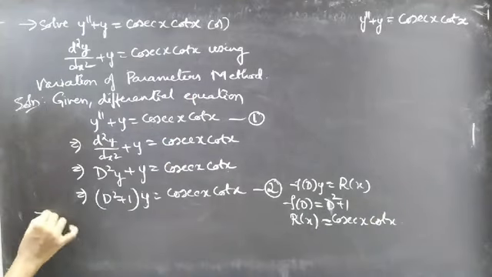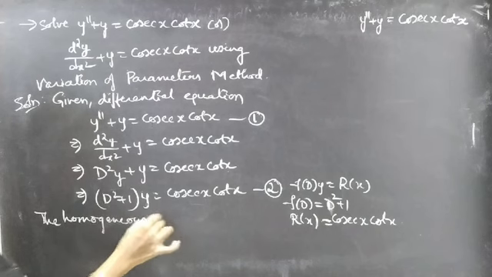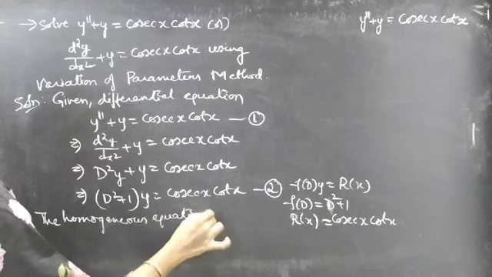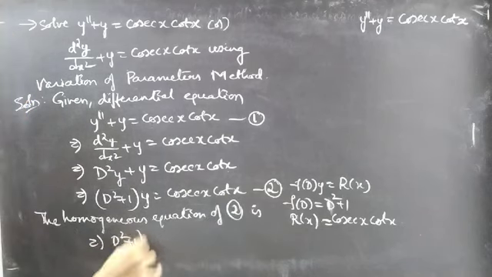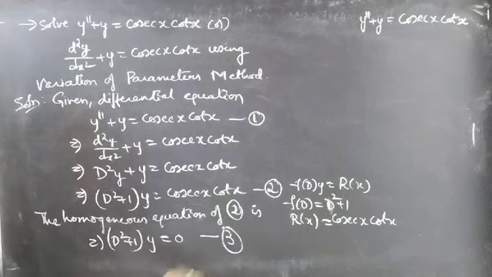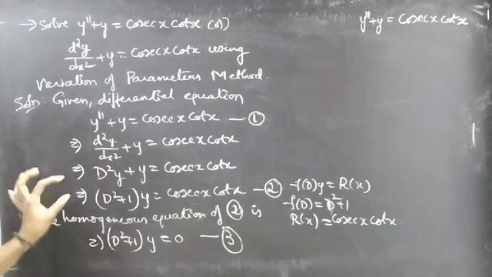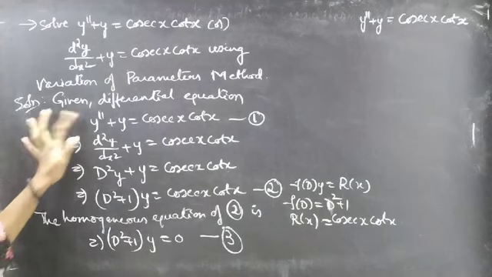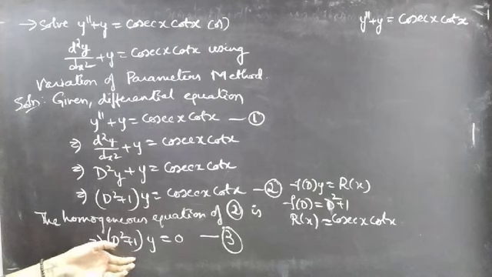And the homogeneous equation of 2 is D square plus 1 into y equal to 0. Consider it as equation number 3. Let's now find the solution of this equation using the auxiliary equation, and later we'll find the general solution of equation 2 or equation 1 using the solution of equation 3. Okay, let's see that.